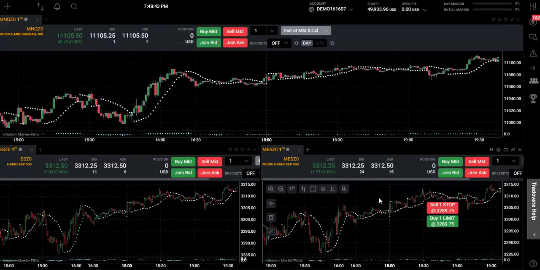What we're going to be looking at today is some charts. Tomorrow's election day, and we're going to be looking at specifically futures charts.